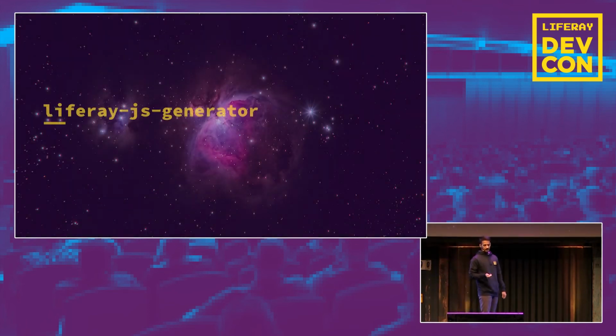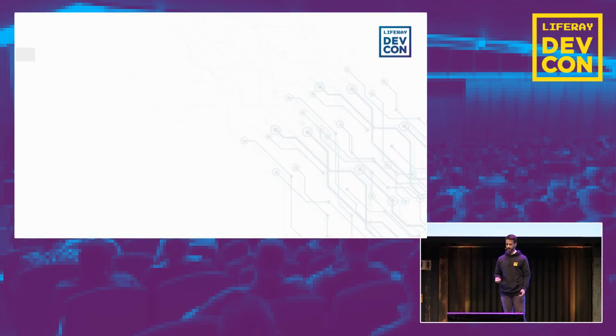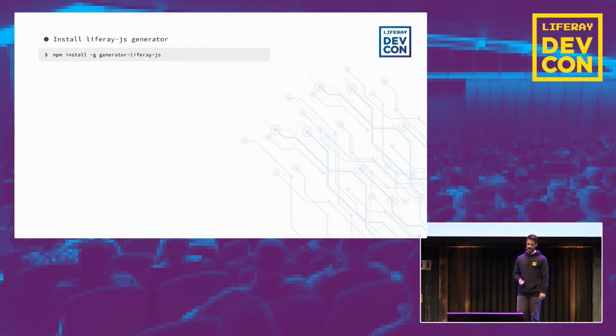So if we need more features like localization and configuration, which DXP offers out of the box, we can still use the Liferay JS generator, which can create from scratch React, Angular, Vue, and vanilla JavaScript projects ready to be built and deployed to Liferay. So let's create a new project, the same we had with Adapt. We need to install the generator first.